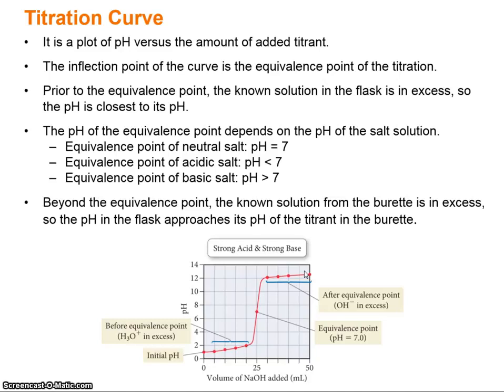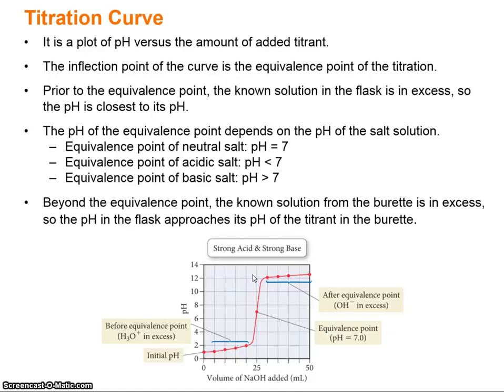The pH of the equivalence point is going to depend on what you've got in solution. If I've got a neutral salt, so if I'm doing a strong acid, strong base titration, my pH is going to be 7. If the equivalence point is of an acidic salt, the pH is going to be less than 7. So if I did a weak base and I titrated it with a strong acid, at equivalence I would just have the conjugate weak acid in solution. It will be slightly acidic.